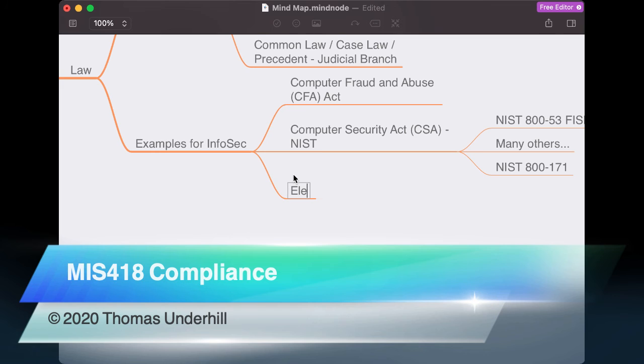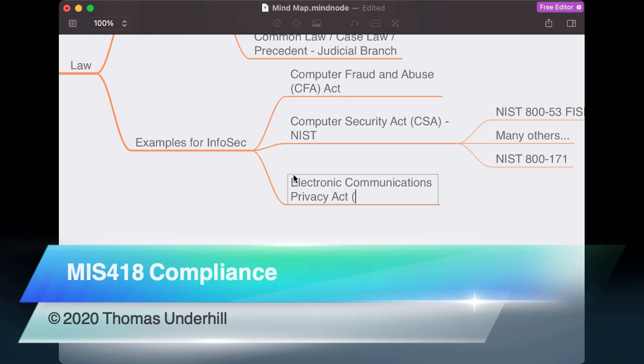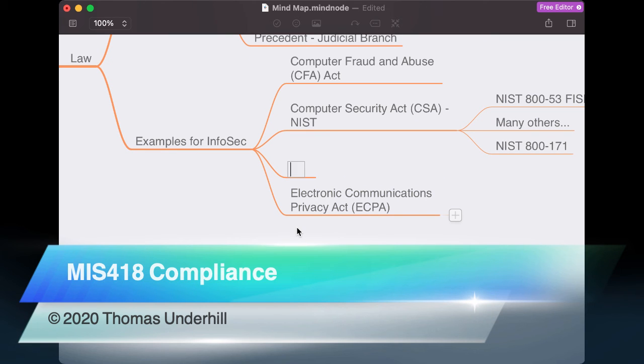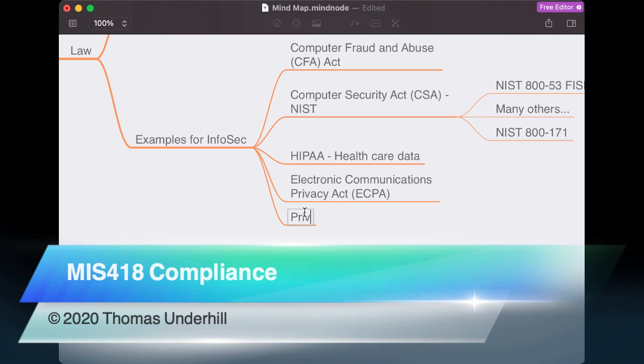Electronic Communications Privacy Act, and this has to do with wiretapping. We have HIPAA. This has to do with healthcare data. And then lastly, the one that is applicable to all of you is the Privacy Act of 1974. If you have financial aid, this applies to you. Whenever you sign your loan documents or grant documents, that act is mentioned in the documents there.